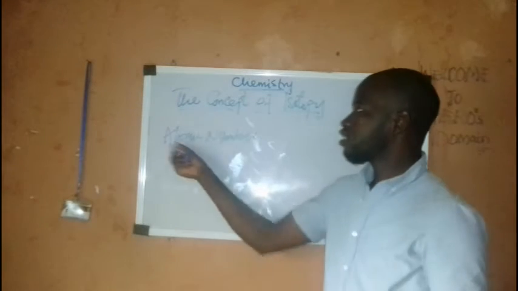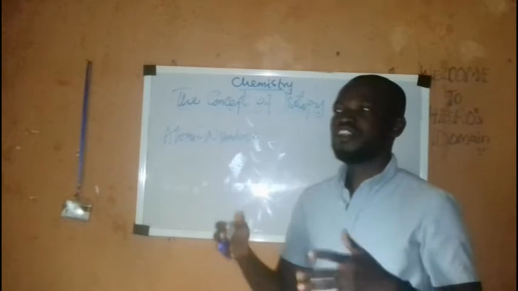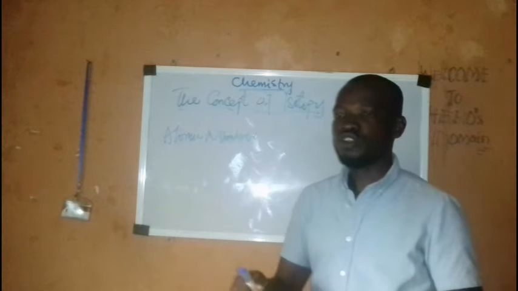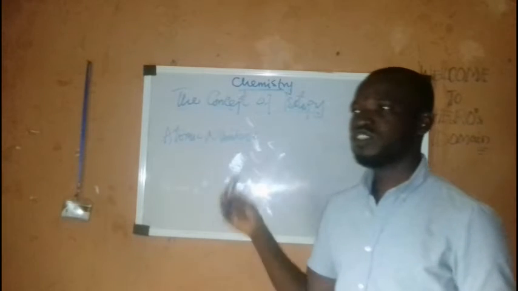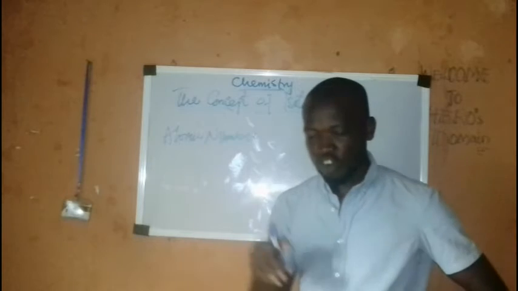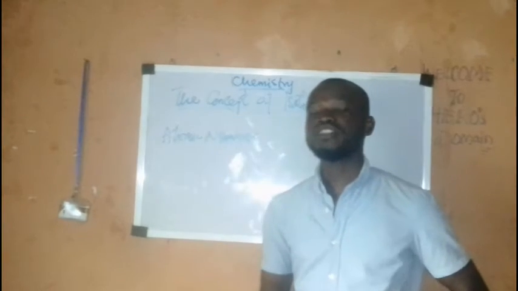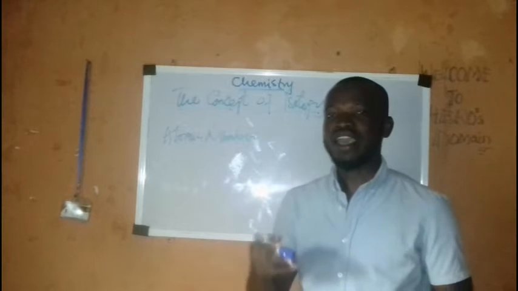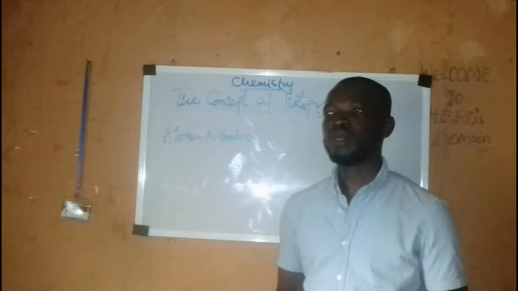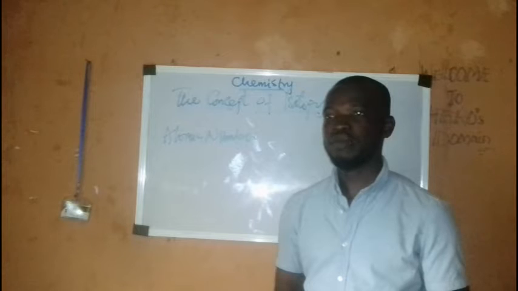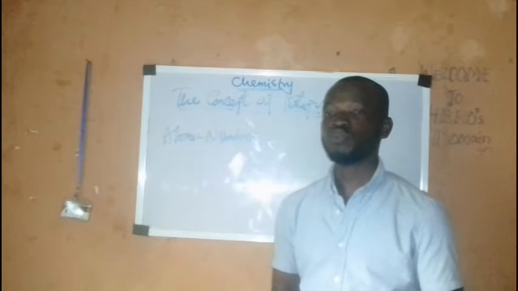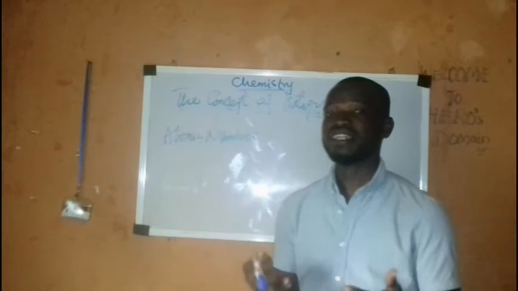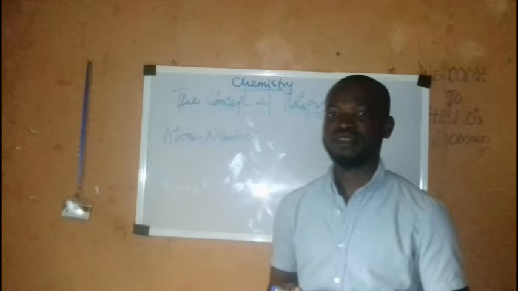Now, this atomic number is the number of protons in the nucleus of an element. That gives you the atomic number. And this number of protons in the nucleus of an element is also equal to the number of electrons. So the total number of protons in the nucleus of an element equals the number of electrons, which results in the electrical neutrality of that element.